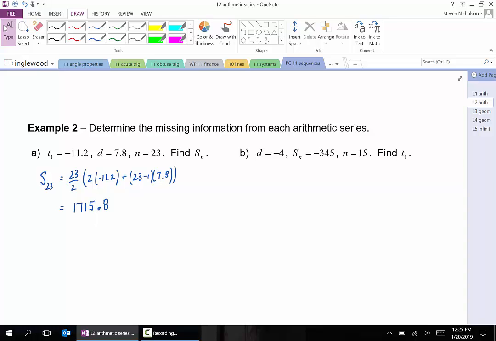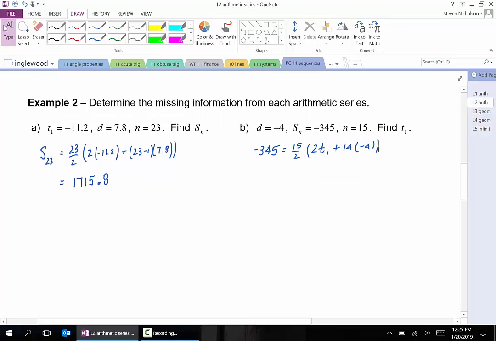So here's where our algebra turns out to be important. The first thing we're going to do is put everything in its place. There's s of 15 is equal to n over 2, 15 over 2 times 2 times t1, we don't know t1, plus n minus 1, well, 15 minus 1 is 14, n minus 1d. So that's what we get.